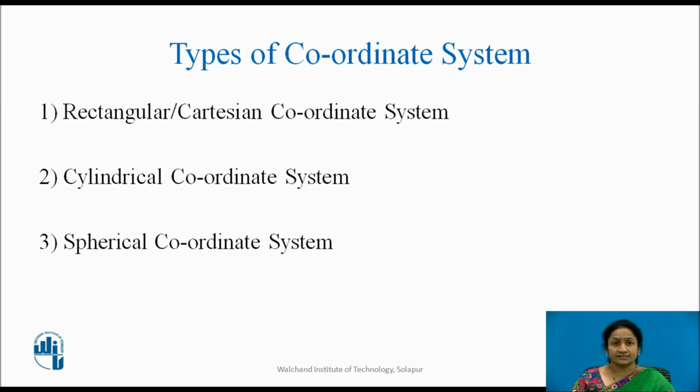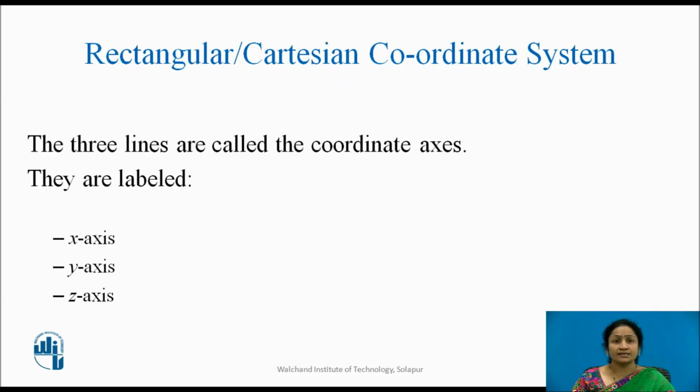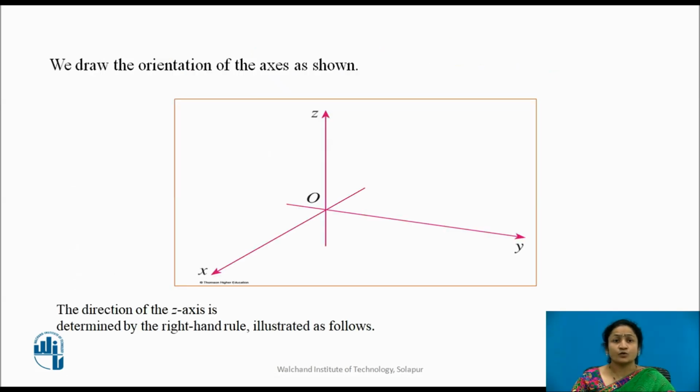The types of coordinate systems are the rectangular coordinate system, the cylindrical coordinate system, and the spherical coordinate system. Rectangular coordinate systems are also known as the Cartesian coordinate system. The three lines are called coordinate axes. They are labeled as x-axis, y-axis and z-axis. The orientation of these axes is shown in this figure. The direction of the z-axis is determined by the right hand rule.